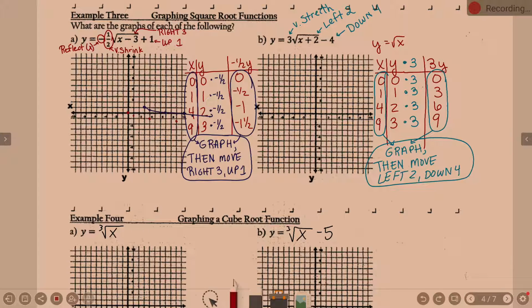Okay, so I'm not going to bother graphing 0, 0, 1, 1, 4, 2, and 9, 3, but I am going to graph 0, 0. I'm going to graph not 1, 1, but 1, 3. So right 1, up 3. I'm not going to graph 4, 2, but I'm going to graph 4, 6. Right 4, up 6. And I'm not going to graph 9, 3, but I'm going to graph 9, 9.